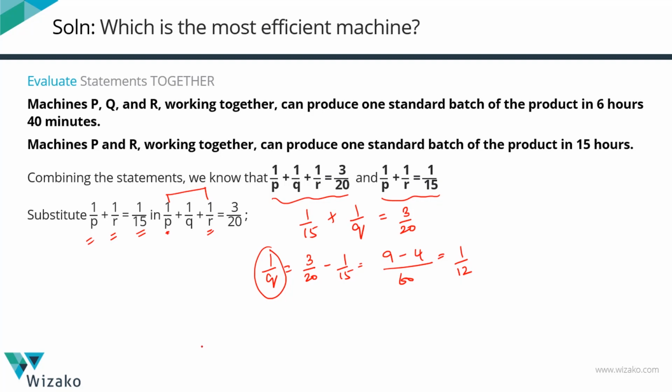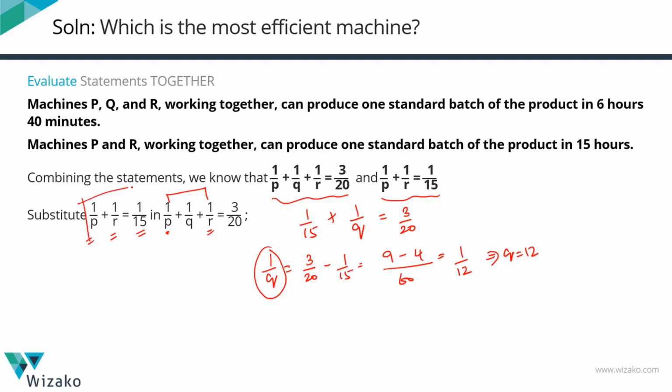It probably may be sufficient if you look at it properly. Is the question asking us to find out the values of P, Q, R? Or is it asking us to find out which among these three missions is the most efficient? Now we know 1 by Q equals 1 by 12. So we can quickly say that Q is equal to 12. Mission Q takes 12 hours to finish one standard batch.